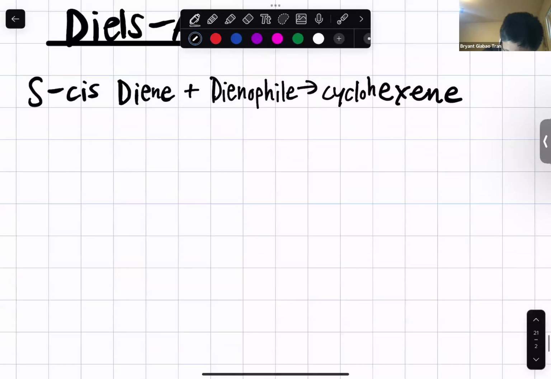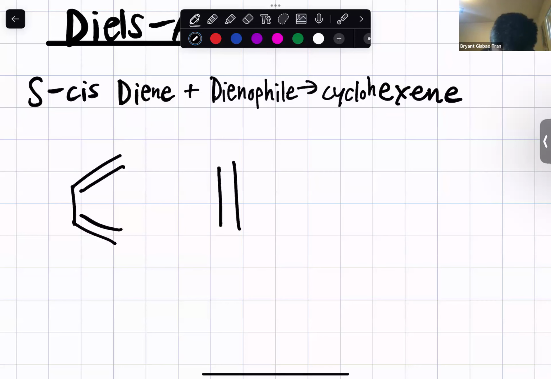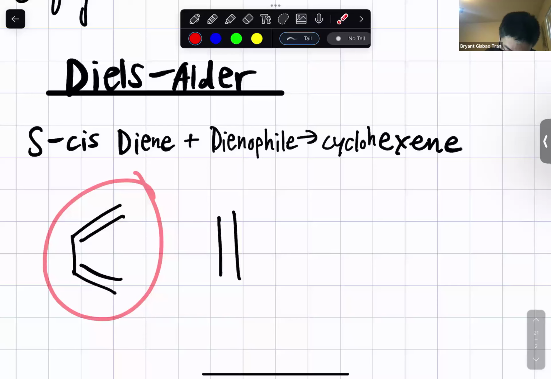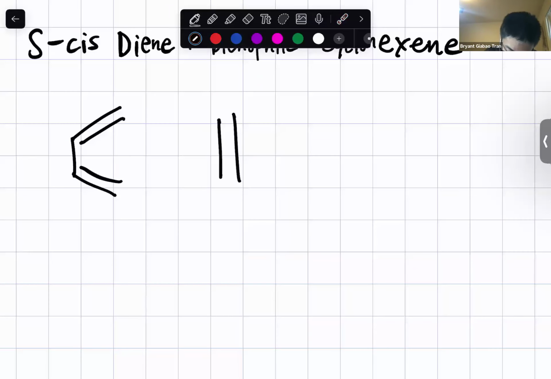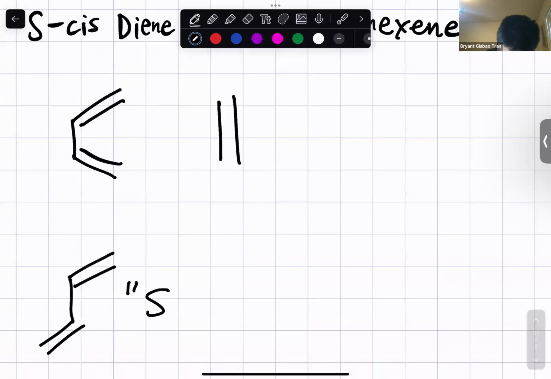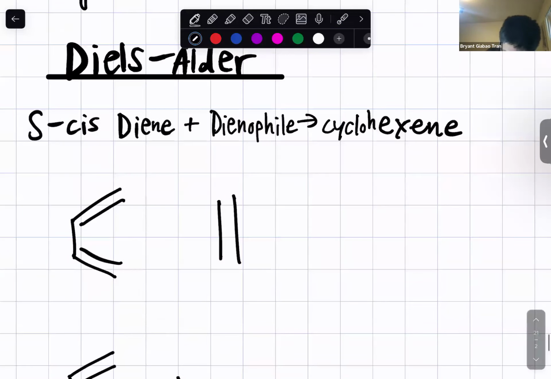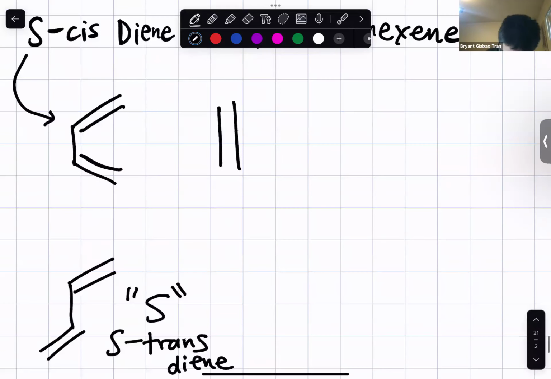Okay, let's draw in our s-cis diene and our dienophile here. So this is our s-cis diene because there are two alkenes conjugated to each other. The reason why this is called s-cis is because the s-trans version of it kind of looks like an S. And there's another reason too, but this is how I remember it. This is the s-trans diene. This is the s-cis diene.